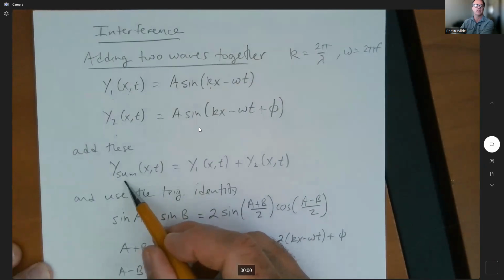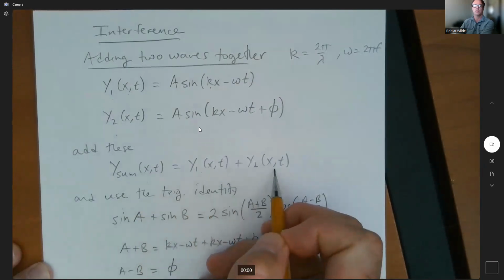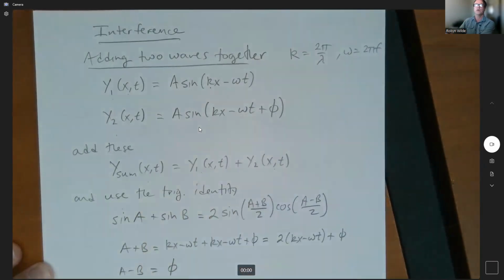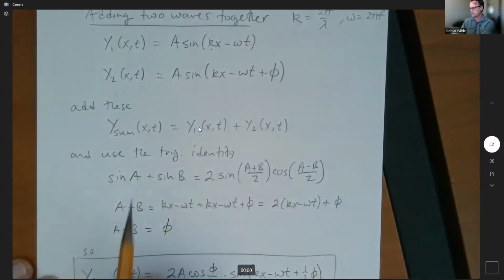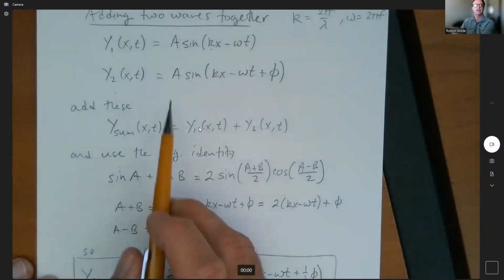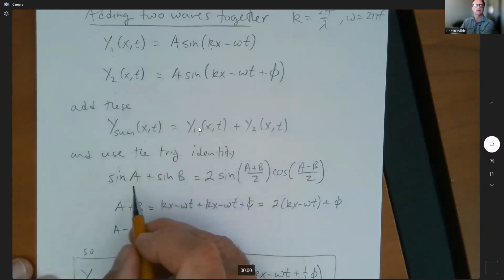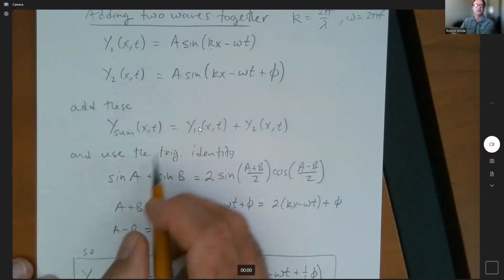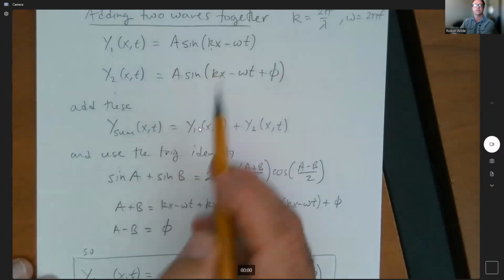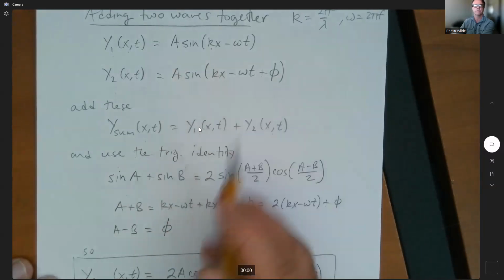Now, to add them together, by adding, I mean I take the sum, y1 of x and t plus y2, and I add the two waves at every value of x and t. To do that, I can just use this simple trig identity. Now, don't get A here mixed up with this A. These are different. This is the amplitude of the wave, whereas this is just the argument of this, and B is the argument of this second wave.